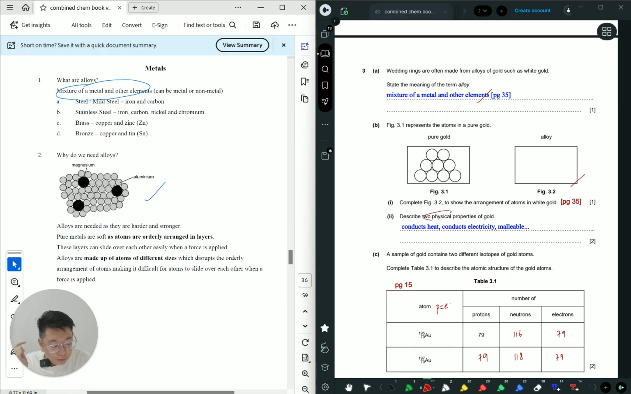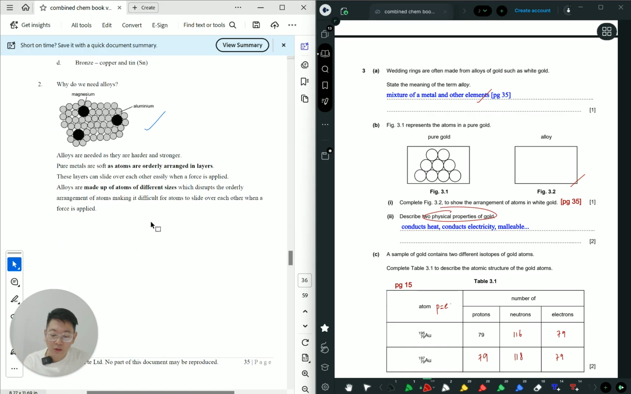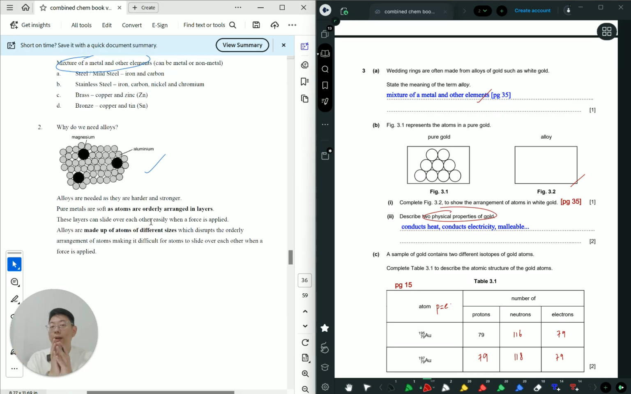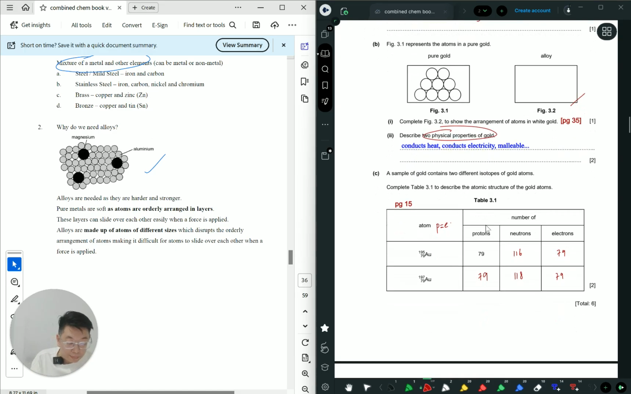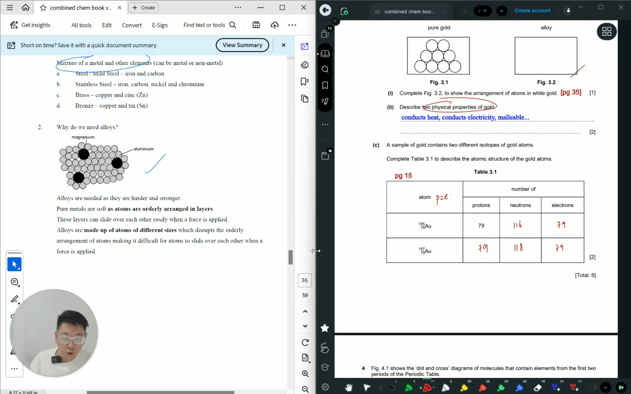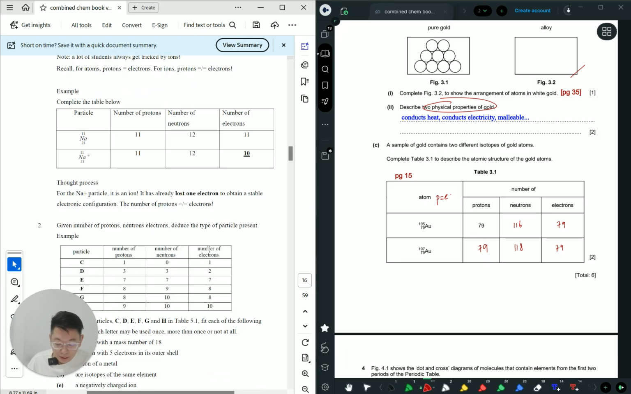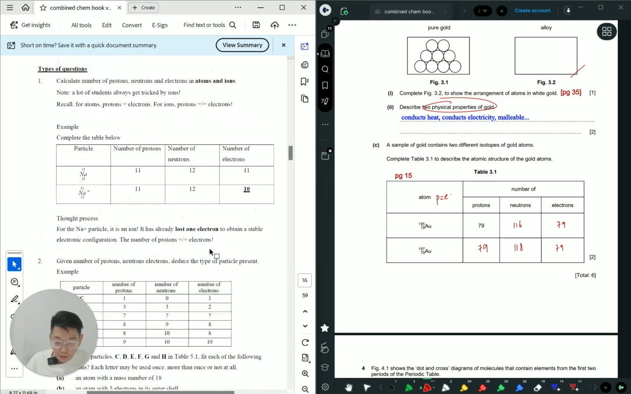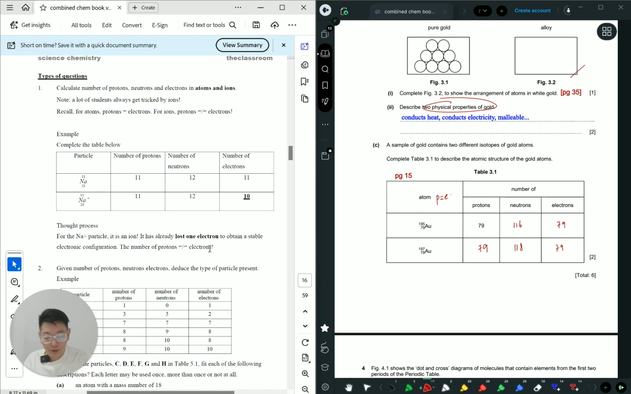Now, physical properties of gold, it's not really in here because when I came out with the Ninja Notes I thought it was quite simple. Most of you should know physical properties of metals: good conductors of heat and electricity, malleable, ductile, shiny, and so on. All from primary school, you should already know that, so just list any 2. And then here you're given a table on atomic structure. So you go to the chapter on atomic structure, page 15. And notice there's a very, very similar question here.